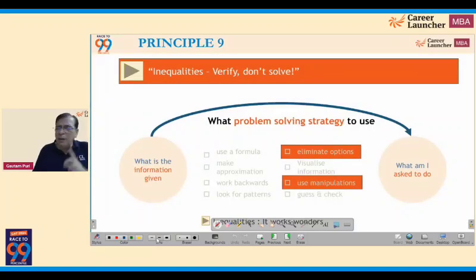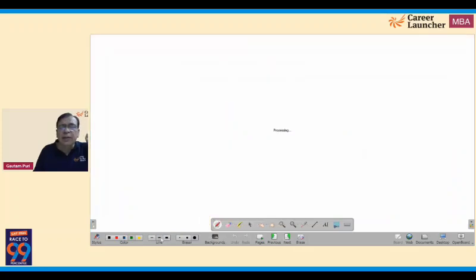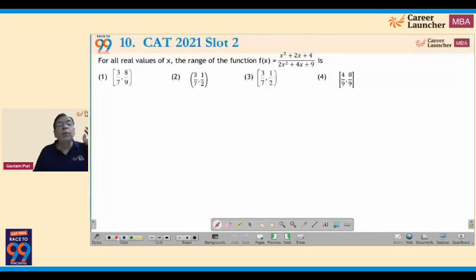Okay, inequalities. Remember one of the inequality questions we did at the beginning? Eliminate options. Your job in inequalities is to eliminate options and not to solve. If you're solving, you're wasting your time. Okay. For all real values of x. Okay. Algebra, convert into arithmetic.